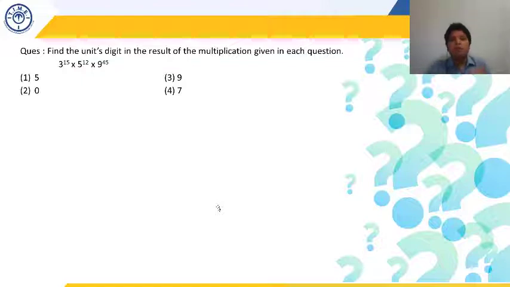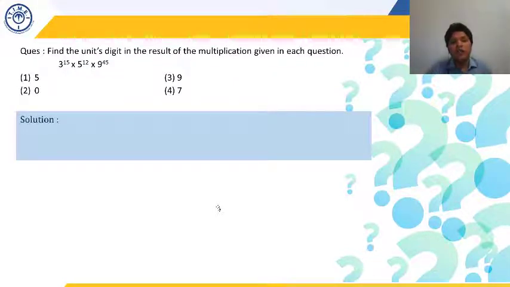So 5 to the power anything, the last digit or unit digit is always 5, and 5 multiplied by any even number, the last digit is going to be 0. But here 3 to the power something, 3 is an odd number, and odd to the power something is always odd. 9 is again odd, and odd to the power anything is again odd. So what we can say here is, 5 into an odd number, 5 into an even number will always give you 0.